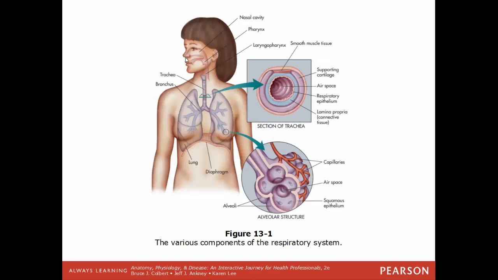Here are some various components of the respiratory system. Of course, the nose and mouth up here. See the nasal cavity, the pharynx, different components of the pharynx, the trachea, the primary bronchi left and right, two lungs, and of course the diaphragm. Zooming in close here, you have the tiny air sacs where all the gas exchange happens, the alveoli.